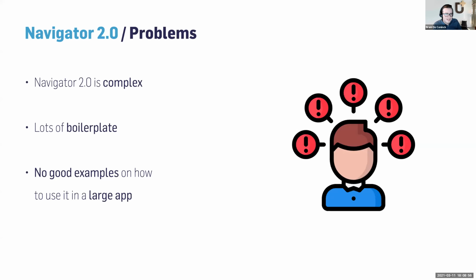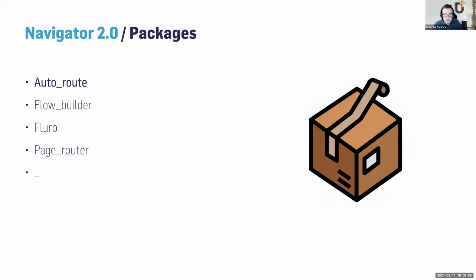So how do we resolve these issues? Well, the Flutter community has been very active. A lot of people have been working on packages that are wrappers around Navigator 2.0 to make life easier. So we have AutoRoute, we have Flow Builder, which is created by Felix Angelov, the creator of the famous Flutter bloc package. We also have Fluro, which has been around for quite some time. And then there's also PageRouter, which is created by someone who works at Google, but it's not an official package. So that's something to keep in mind. There are probably many others, but the one we're going to focus on is AutoRoute.